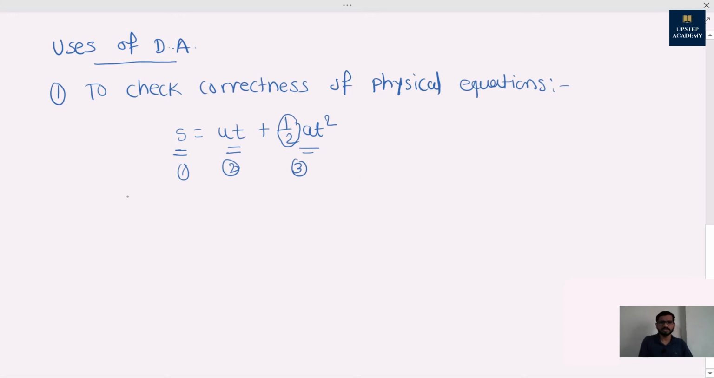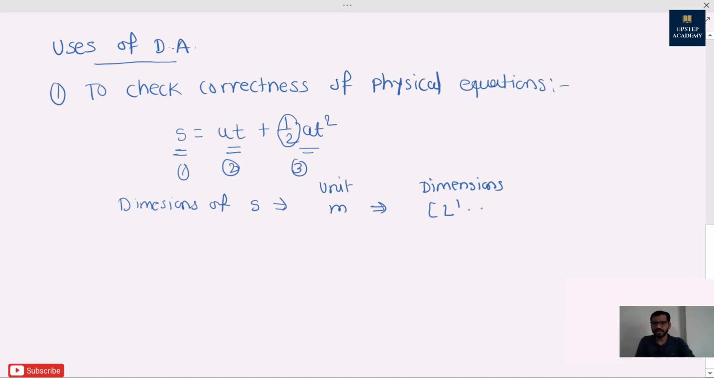So let's check the dimensions of S. The unit of S is meter. So what will be its dimensions? It is L1 only. We can write it this way, or we can write it like this also, M raised to 0 and T raised to 0. If there is no need for mass and time, then we can simply skip it, or we can include it, there is no problem. The dimensions of S are L raised to 1, M raised to 0, and T raised to 0.